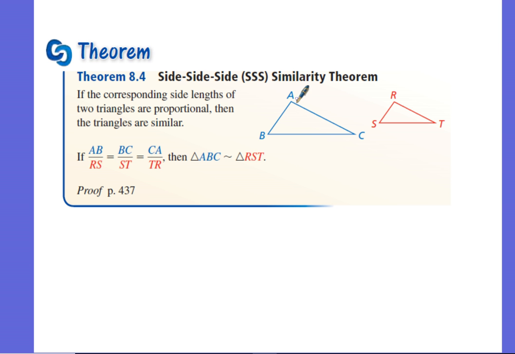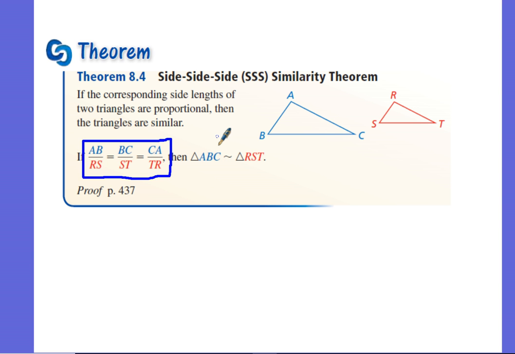So let's talk about the side-side-side similarity theorem. We're basically just saying, hey, if you can show that each of the corresponding sides are proportional, then the triangles are similar. All right, let's break that down a little bit more. If I can show that each of the ratios of our corresponding side lengths are equal to each other, then the triangles are similar.